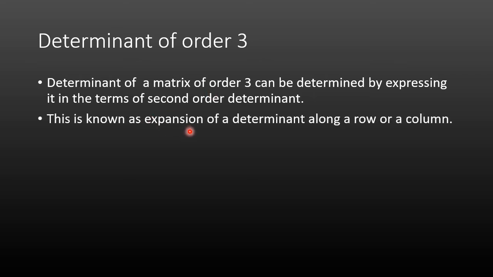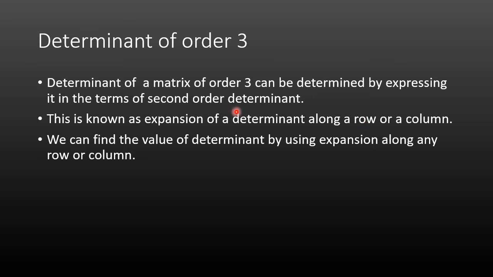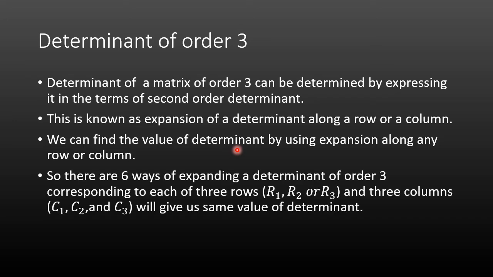Now this method is known as the expansion of the determinant along the row or the column. That means you can use any row or column for the expansion, and we can find the value of the determinant by using the expansion along any row or column. And as we know that in the 3 by 3 matrix there are 3 rows and 3 columns, so actually we have 6 ways to find the value of the determinant, and each way will give us the same value. Now let me see, students, how to find the expansion of the determinant.